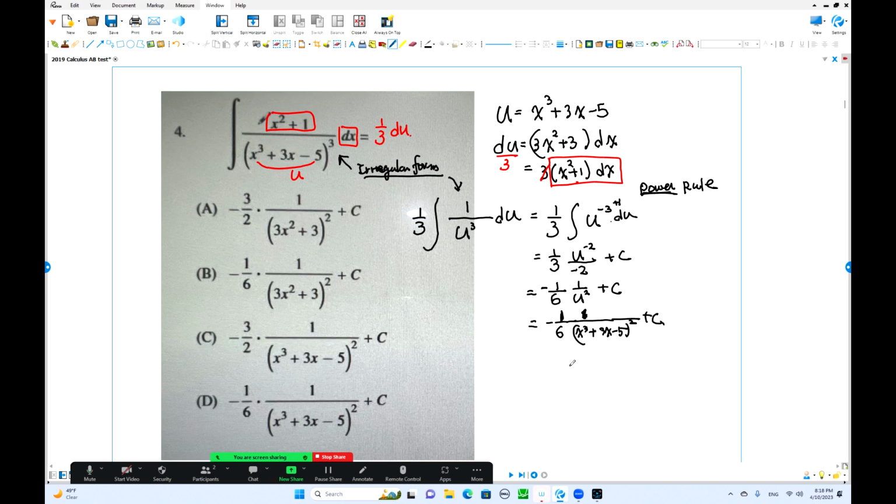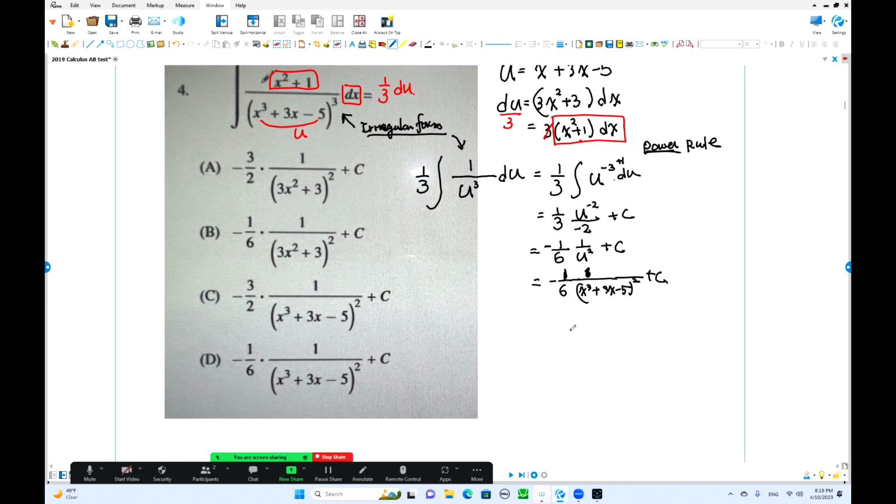So we have choice D, right? Negative 1 over 6 and in the denominator x cubed plus 3x minus 5 squared, plus c, right? Choice D is the answer. Okay, this one is right. Typical type of u substitution. Number 4 is okay, right?